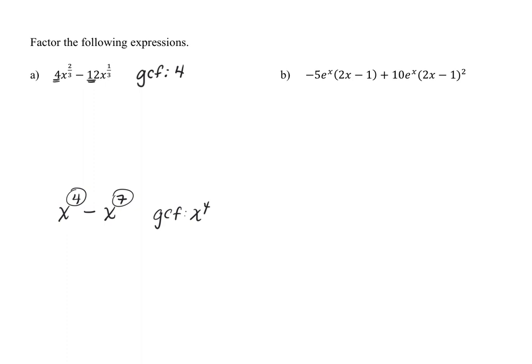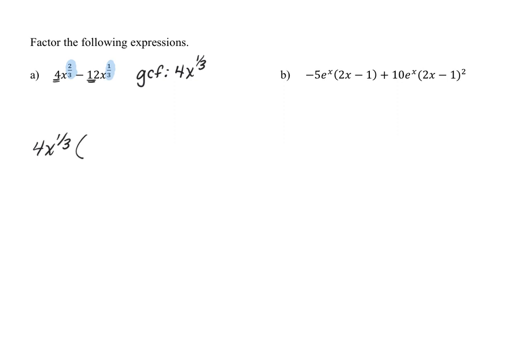So let's apply that same idea here. We have x to the 2/3 and x to the 1/3. So we need to take the smaller exponent. In this case, the smaller exponent is the 1/3. So our greatest common factor will be 4x to the 1/3 power. Now, remember, I'm going to leave a little space here. I'm going to factor out 4x to the 1/3.